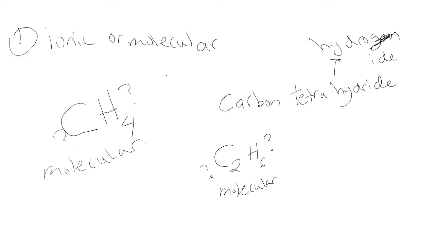So we take our first element and leave it unchanged. But look at this, it has 2 atoms. That's 2 or more, so we have to use a prefix now. So it's dicarbon, and hexa for 6, hydride. There you go: dicarbon hexahydride.